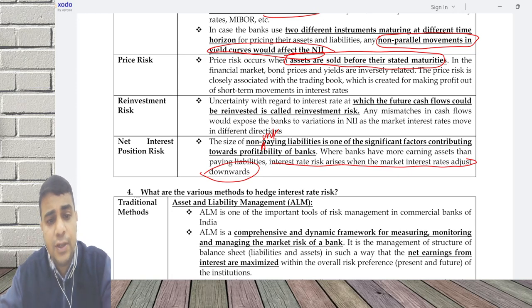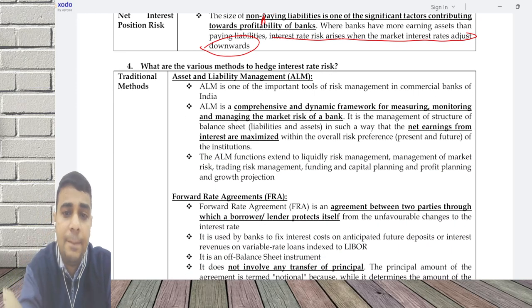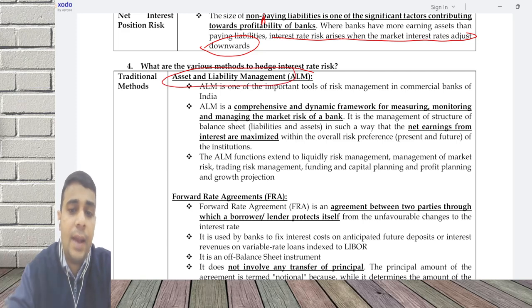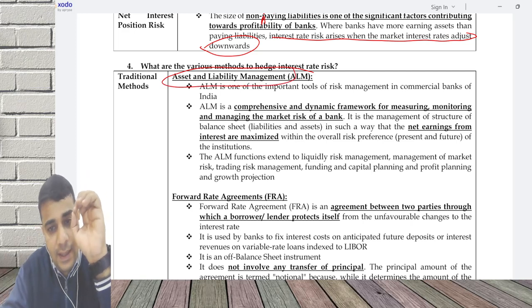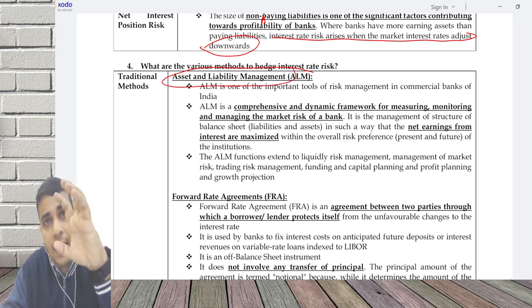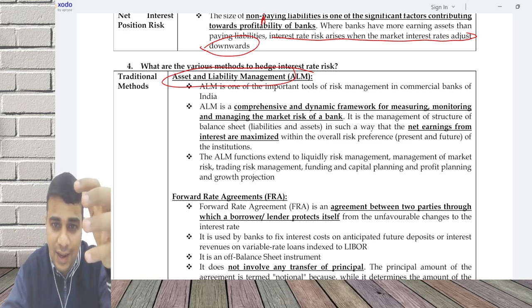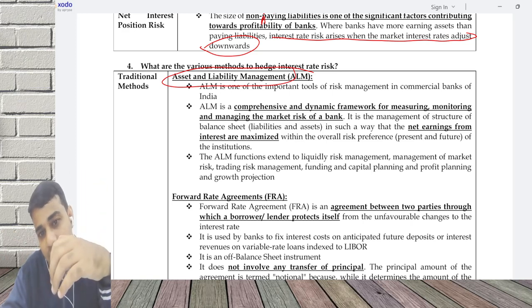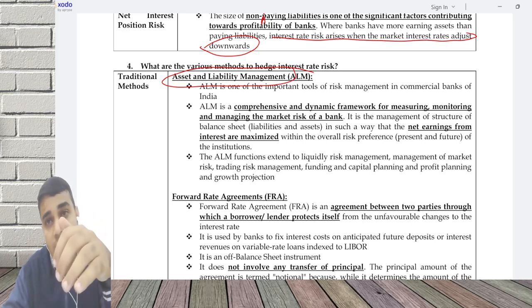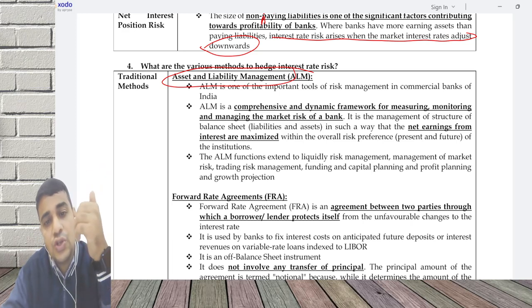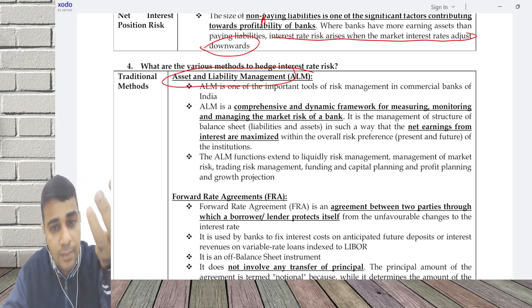So first let me talk about asset and liability management, ALM management. What is ALM management? A bank will have current liability, non-current liability, will have current short-term assets, long-term assets, short-term liability, long-term liability.